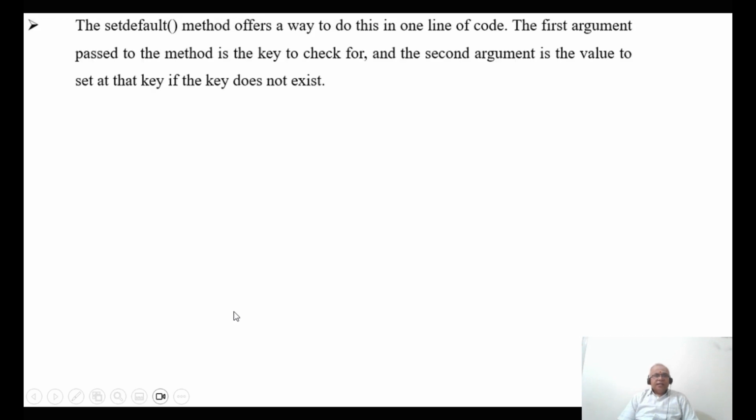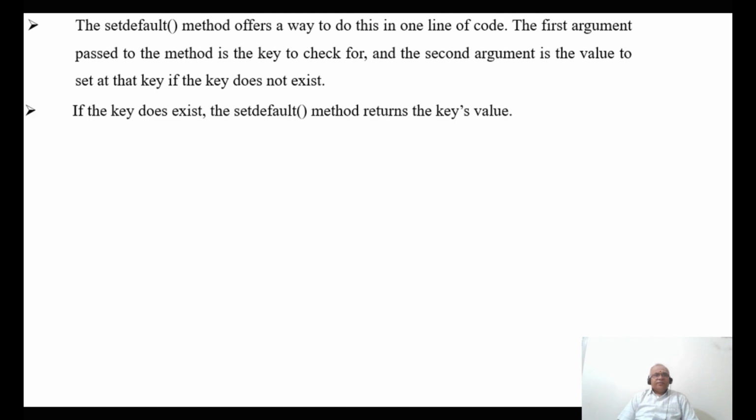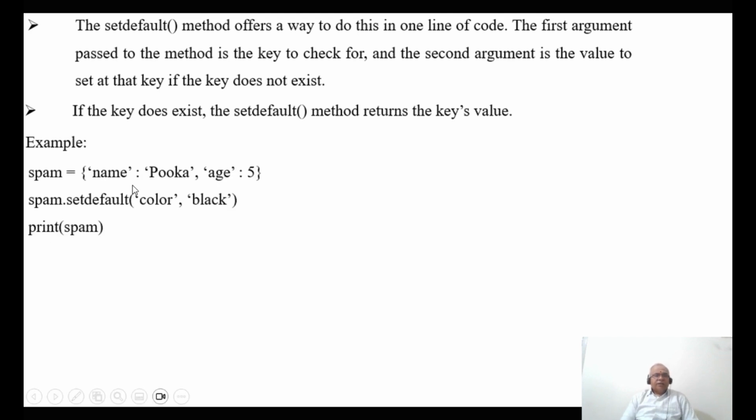Similarly, the setdefault method offers a way to do this in one line of code. The first argument passed to the method is the key to check for, and the second argument is the value to set at that key if the key does not exist. If the key does exist, the setdefault method returns the key's value. What is the meaning of this? We will take the same example. spam equals name Pooka, age 5. spam.setdefault('color', 'black').